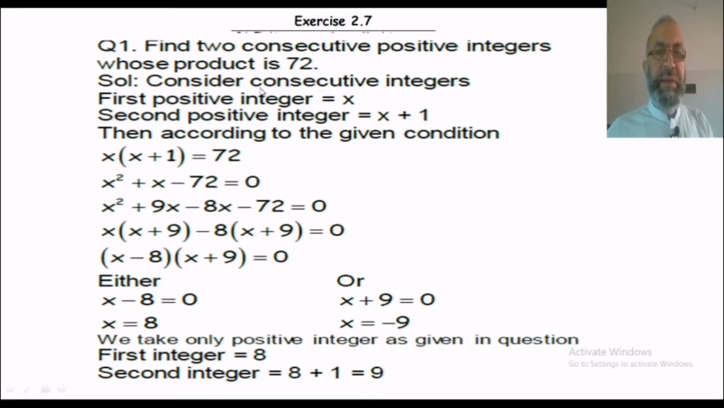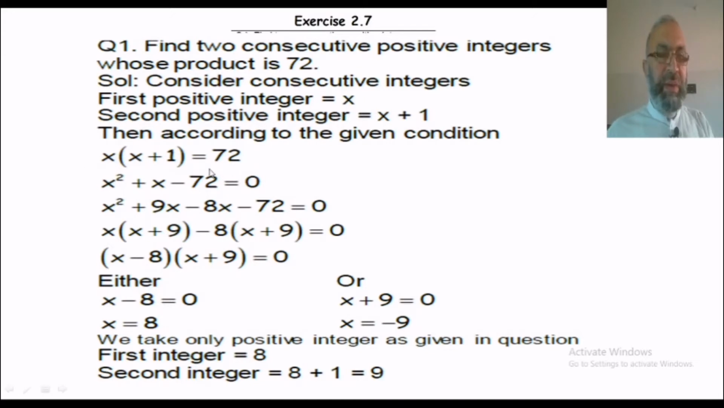So if we consider consecutive integers, let the first positive integer be equal to x. So the second will be the next, x plus 1. For example, we take 4. So 4 plus 1, we get 5. These are consecutive. So by algebraic substitution, if the first number is x, the next consecutive will be x plus 1. Then according to the given condition, find two consecutive integers whose product is 72. So we take two consecutive integers x and x plus 1, whose product, x into x plus 1, is equal to 72.